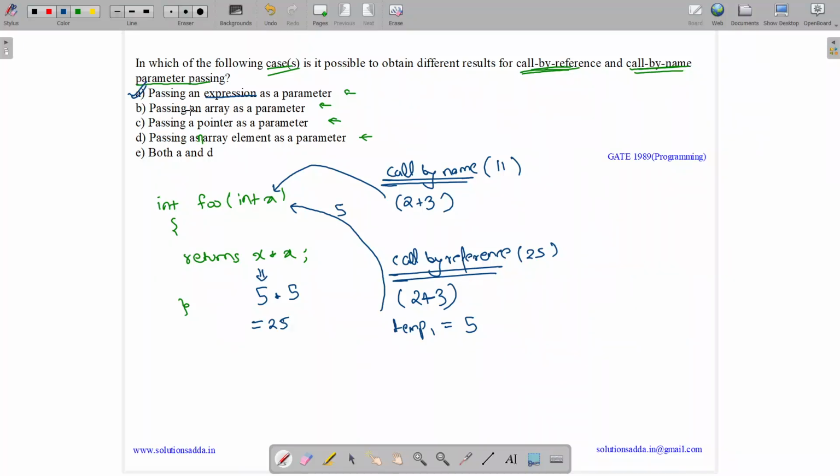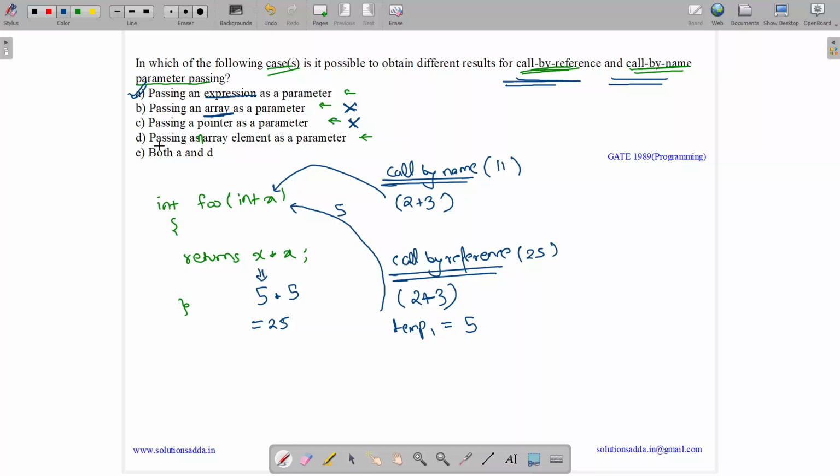Let us take the second option, passing an array as a parameter. An array is nothing but the base address. Passing an array means passing the base address, and in passing the base address, call by reference and call by name will give the same outputs. So this is not the correct option. Passing a pointer as a parameter is similar to passing an array, and passing a pointer means passing an address. If we are passing an address, then all the contents will be the same. The result will be the same for call by reference and for call by name.